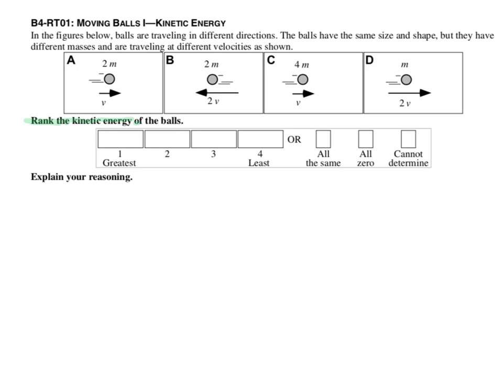So, we start off by saying, well, kinetic energy is 1/2 the mass times the velocity squared. So if we rank mv squared, then we'll have ranked all of them. So for A, we would have 1/2 times 2m times v squared, which is mv squared. For B, we have 1/2 times 2m times (2v) squared.